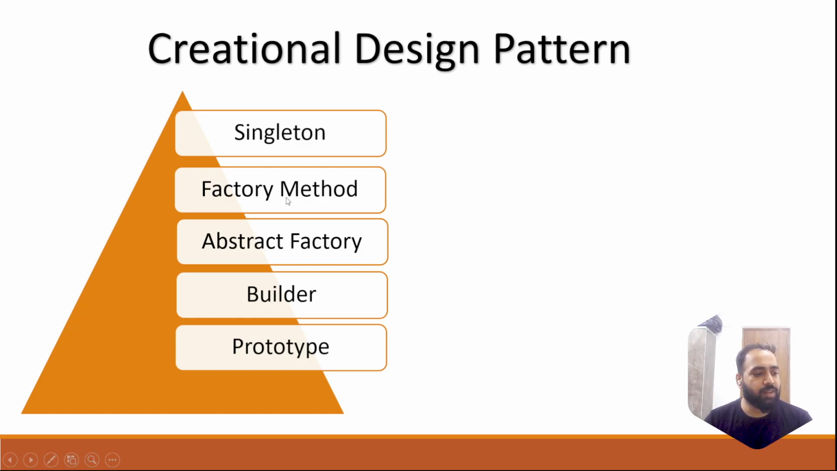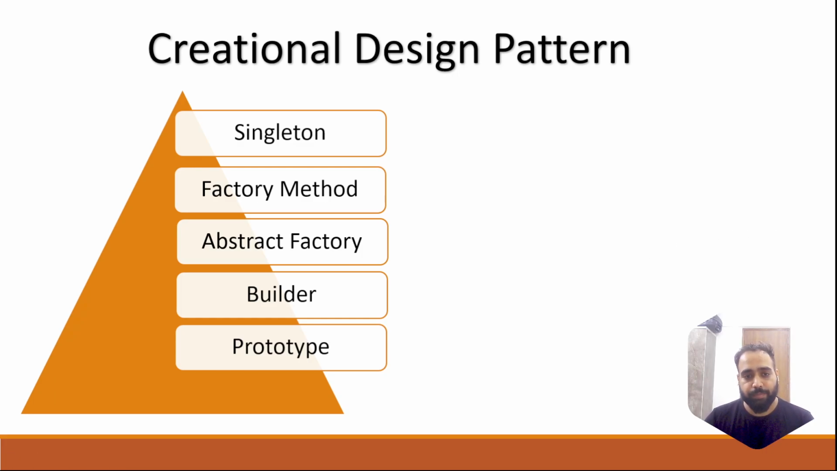The second one is the factory method. This method defines the interface for creating objects, but allows subclasses to alter the type of objects that are created. The third one is the abstract factory design pattern. In this pattern, it creates a family of related objects without specifying their concrete classes. It's like abstracting objects and creating the new classes, right?